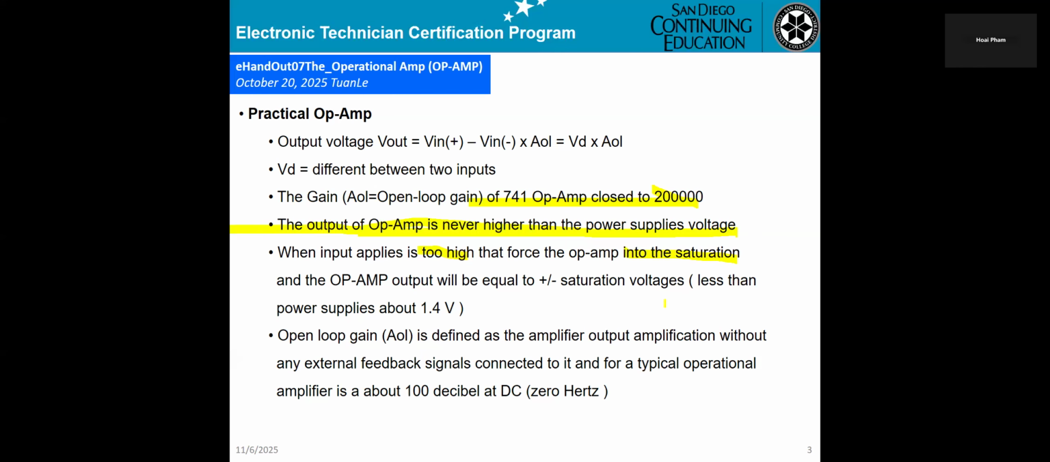Open loop gain, AOL, is defined as the amplifier output amplification without any external feedback signal connected to it. And for a typical operational amplifier it is about 100 decibel. They're using decibels.